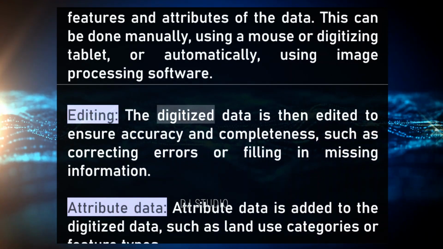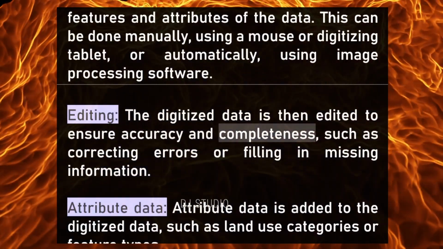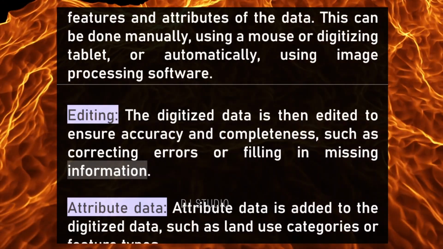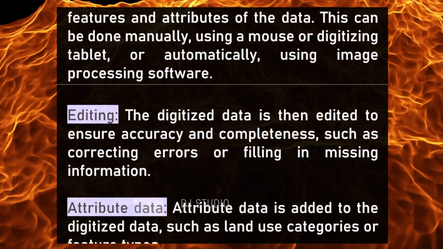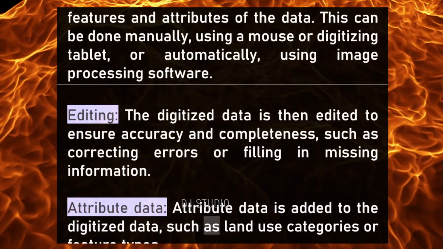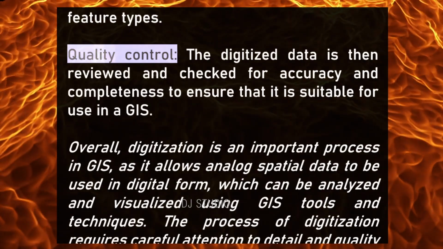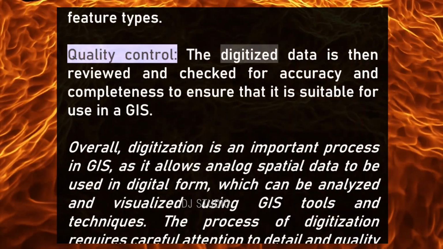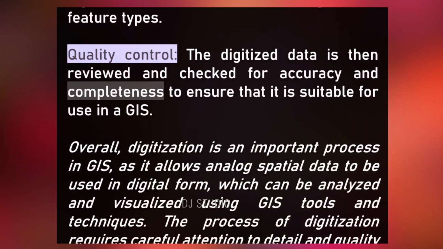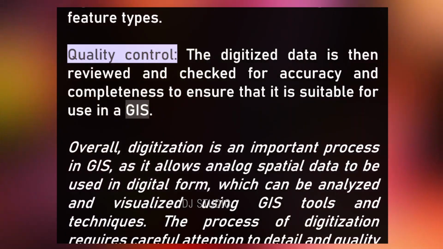Editing. The digitized data is then edited to ensure accuracy and completeness, such as correcting errors or filling in missing information. Attribute data. Attribute data is added to the digitized data, such as land use categories or feature types. Quality control. The digitized data is then reviewed and checked for accuracy and completeness to ensure that it is suitable for use in a GIS.